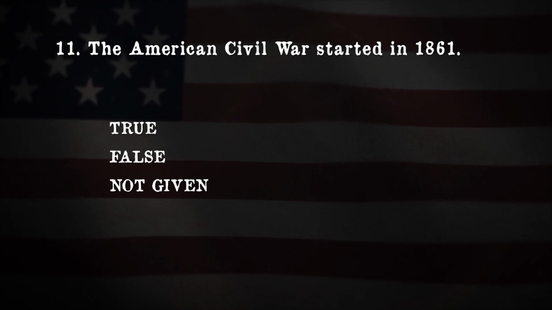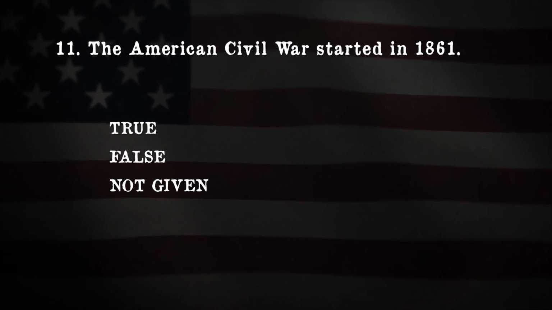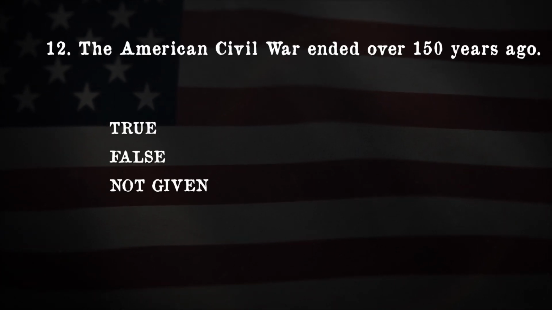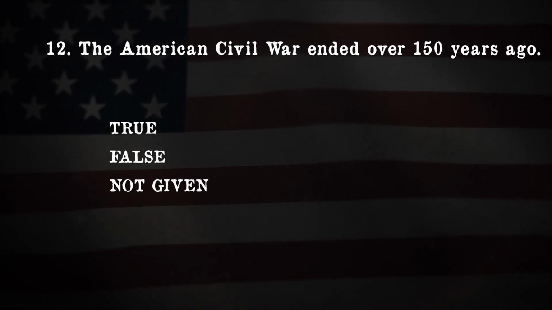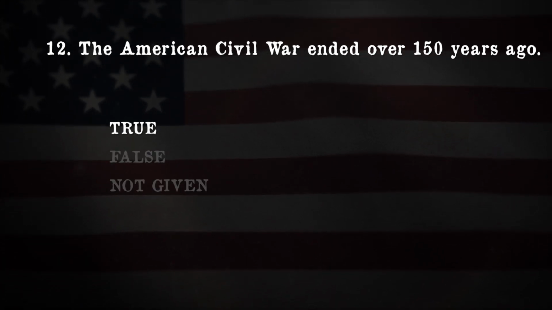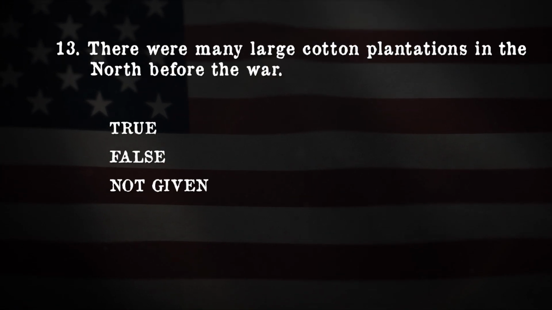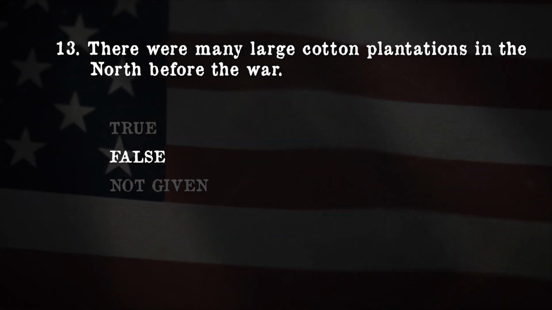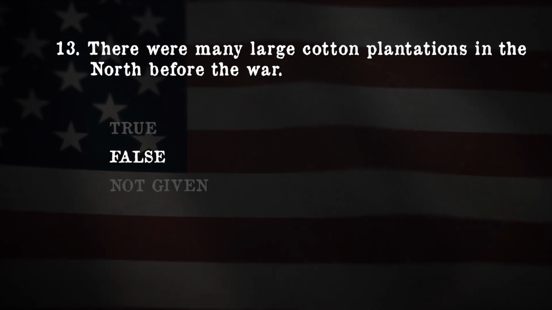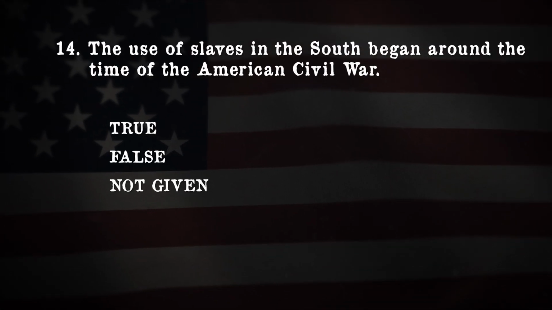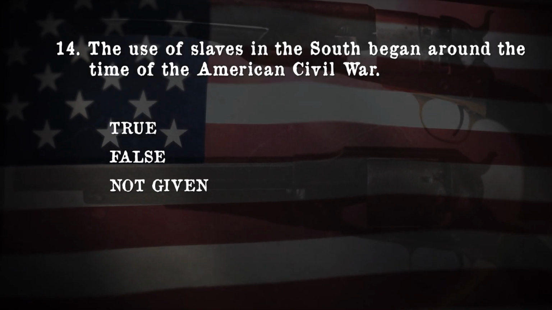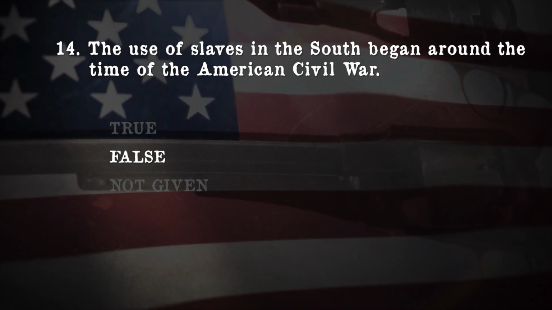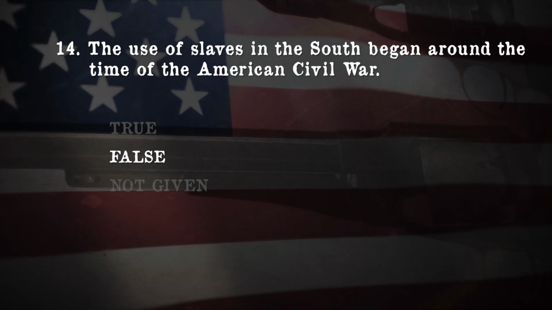The American Civil War started in 1861. True. The American Civil War ended over 150 years ago. True. There were many large cotton plantations in the North before the war. False. There were many large cotton plantations in the South. The use of slaves in the South began around the time of the American Civil War. False. For almost 250 years before the Civil War, the economy of the South depended on the use of slaves.